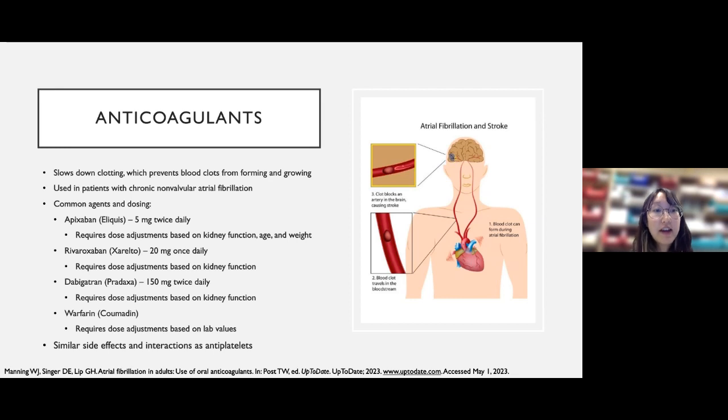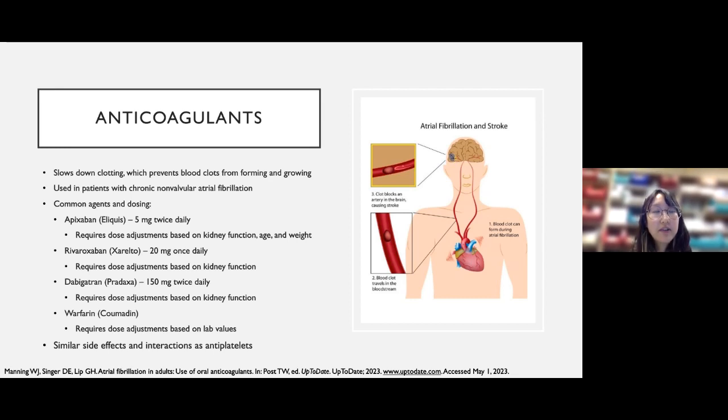So now we have our anticoagulants, and these agents work by slowing down clotting, which is going to prevent blood clots from forming and growing. And anticoagulants are commonly used in patients who have chronic non-valvular atrial fibrillation, and this is because in AFib, blood can pool inside the heart, and that can cause a clot to form, and this clot can then travel up to the brain and cause a stroke. So you want to use anticoagulants in order to prevent that.